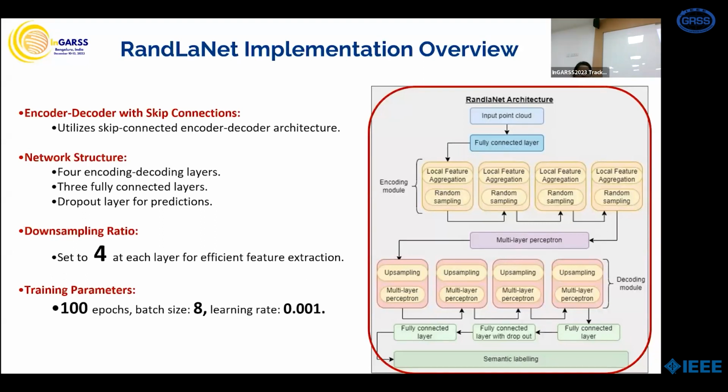The architecture adopts the encoder-decoder structure with skip connections, encompassing 4 encoding-decoding layers and 3 fully connected layers followed by dropout and prediction layers. To ensure efficient feature extraction, a downsampling ratio of 4 was set at each layer. The training parameters involved 100 epochs and a batch size of 8 with a learning rate of 0.001, contributing to the overall effectiveness of RandLA-Net in semantic segmentation tasks with the given dataset.